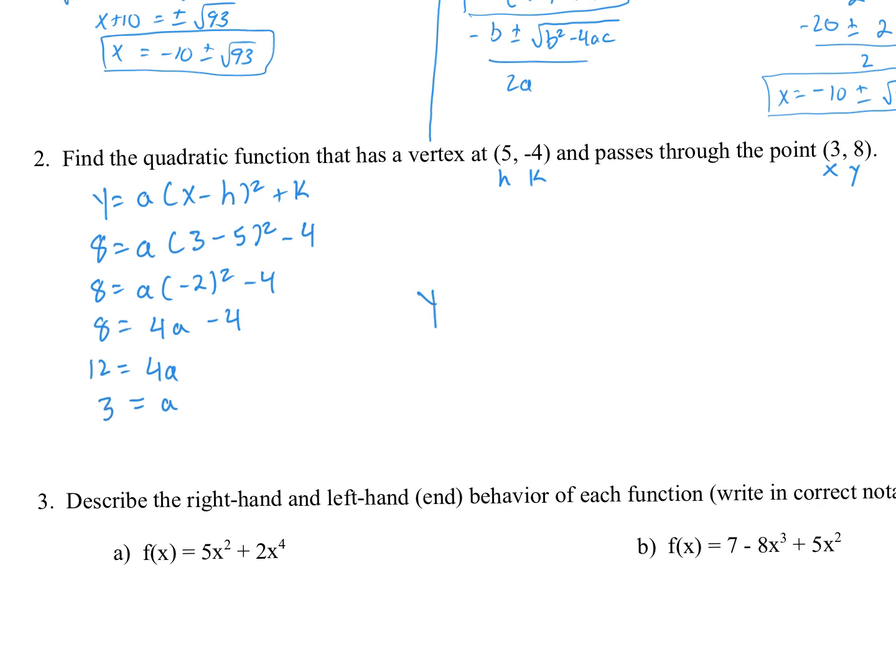So now we got our form. So y equals 3 times (x minus 5) squared minus 4. This is our quadratic function.